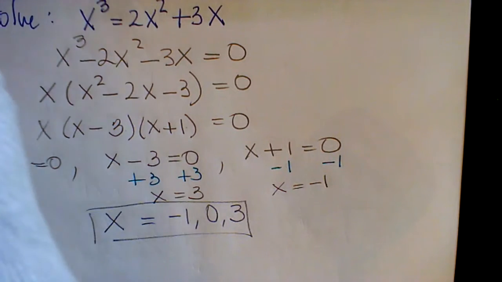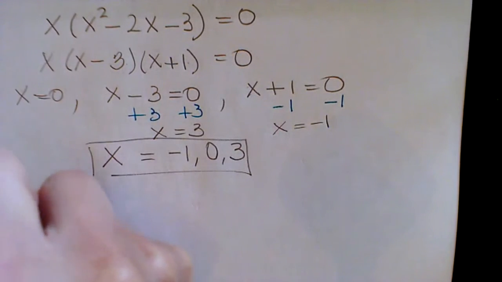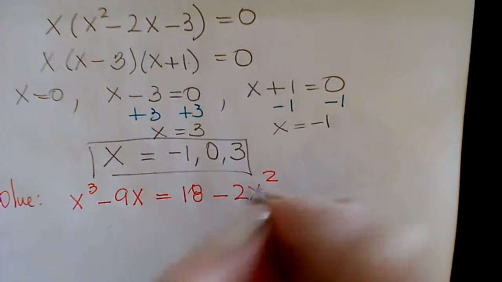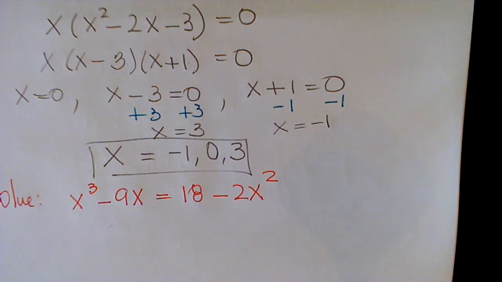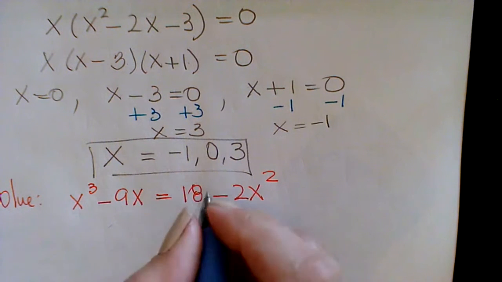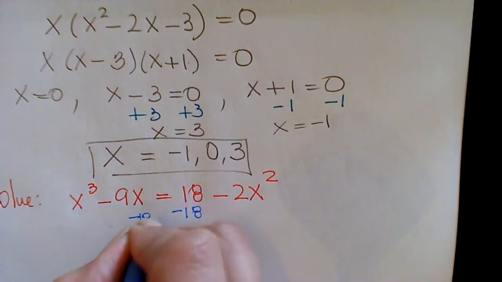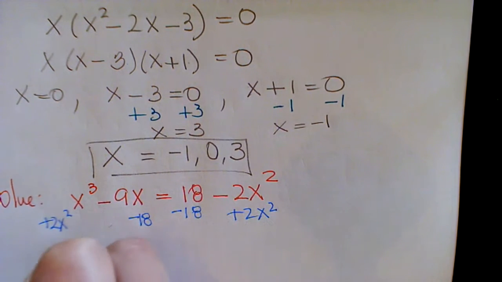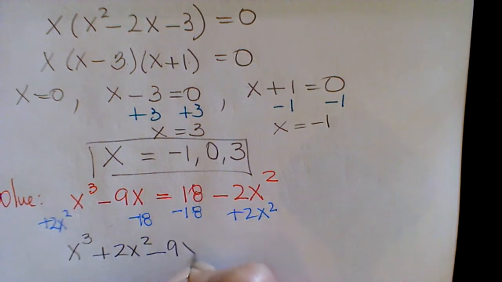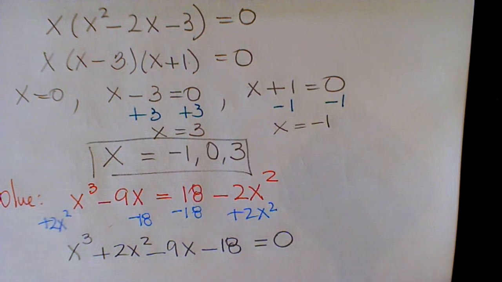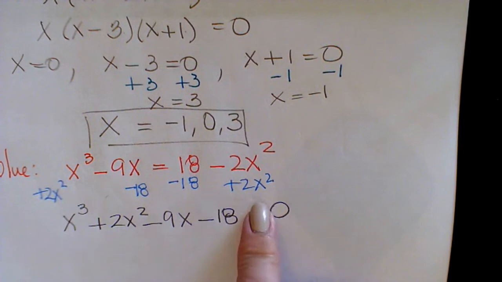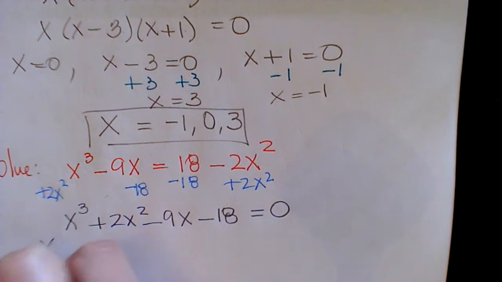Now, this one says solve. So if we make zeros there, so this is going to be negative 18, and we do plus 2x squared plus 2x squared. So we have x to the third power plus 2x squared minus 9x minus 18 equal to 0. All right? Look at the powers, they are in descending order. All right? So let's do this by grouping.